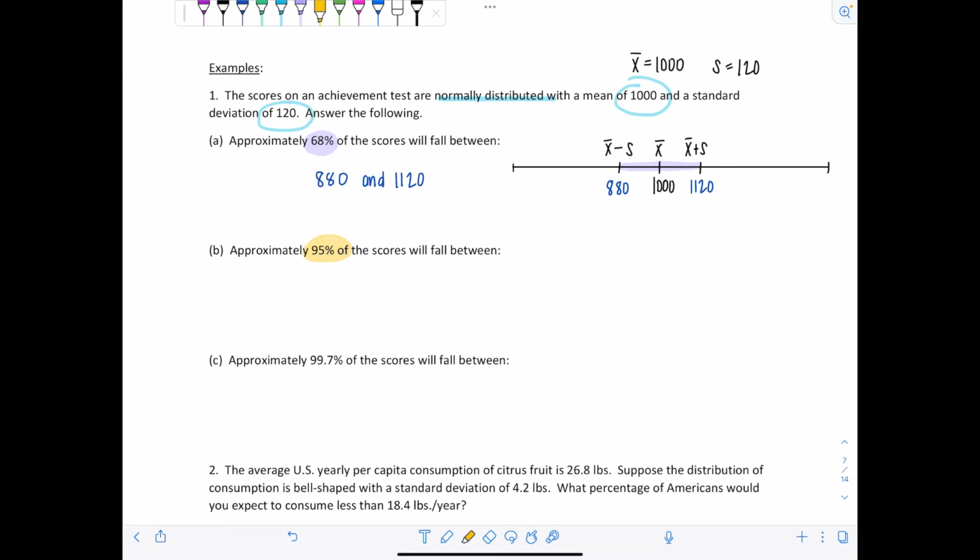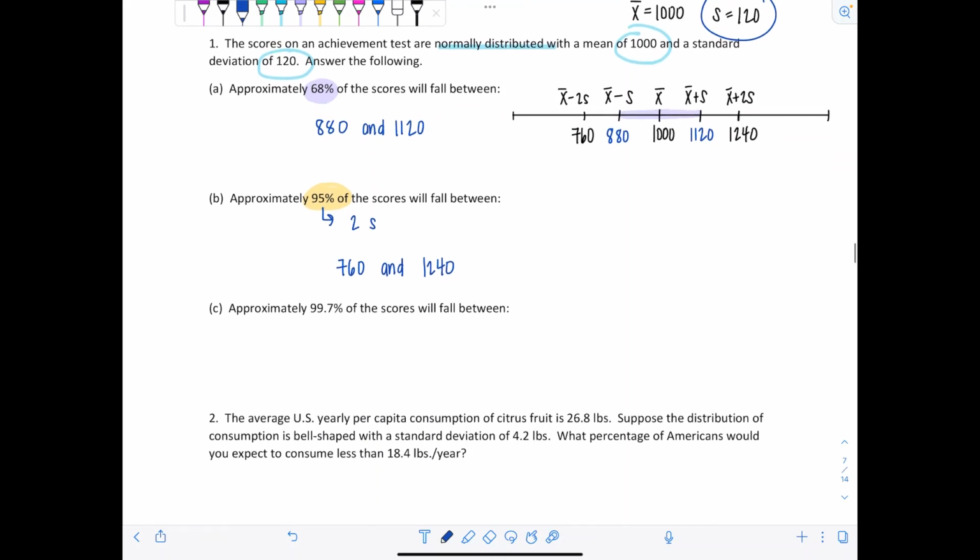So we know from the empirical rule that equates to 2 standard deviations, 2 S's. So let's go ahead and add the standard deviation and subtract it again on either side. So 2 standard deviations, if I take x bar plus 2s and x bar minus 2s, where are we? So 1120 plus another 120, that's going to be 1240. And then 880 minus 120 is going to give us 760. So 95% of the scores will fall between 760 and 1240.